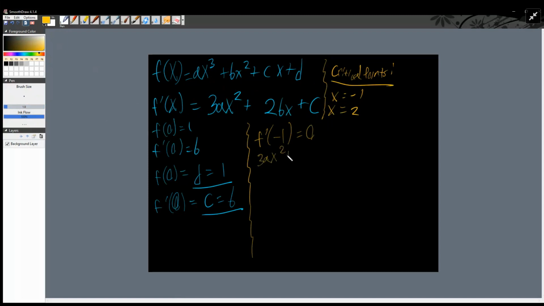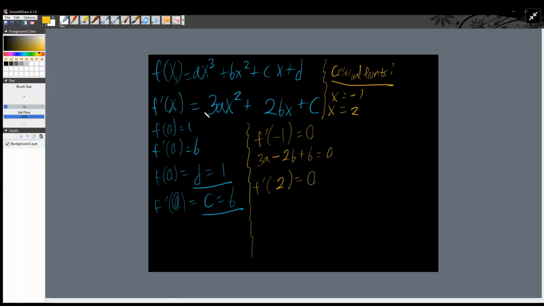So 3ax squared plus 2bx plus, what was our c value? If we have -1 squared, then we get 3a times 1. Then we get plus 2 times b times -1, minus 2b. Sorry about that, I had to backtrack. And then our c value was 6, so we add 6, and this is equal to 0. Cool. Now we have f prime of 2, and this is also equal to 0.